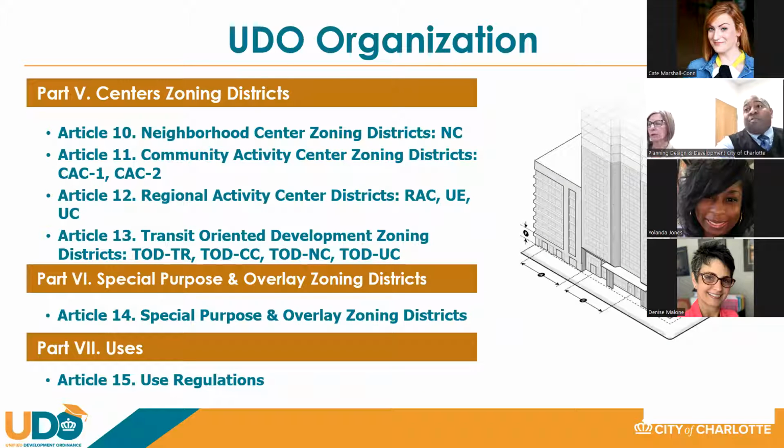Part 5 is our center zoning district. That is where we are getting into our neighborhood center, community activity center, and our regional activity center, and then also our transit oriented development districts. Our neighborhood center and our community activity center, think of some of them as your Food Lions and Harris Teeters on the corners.